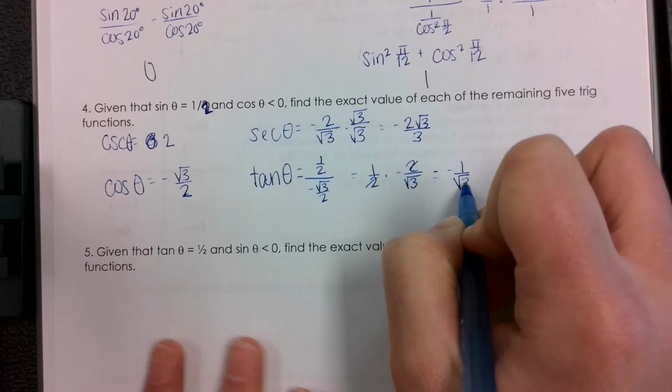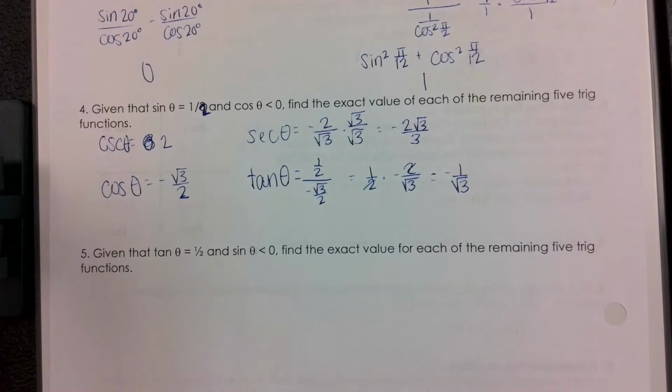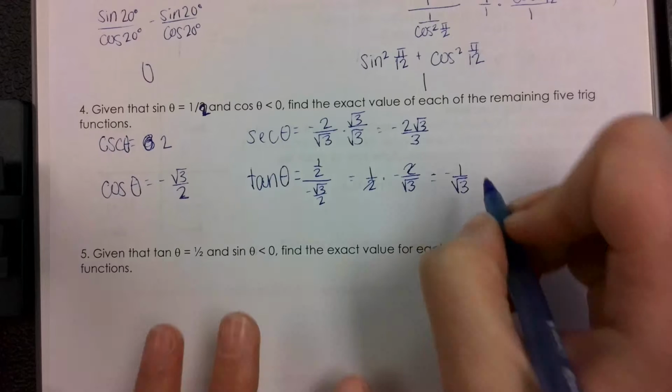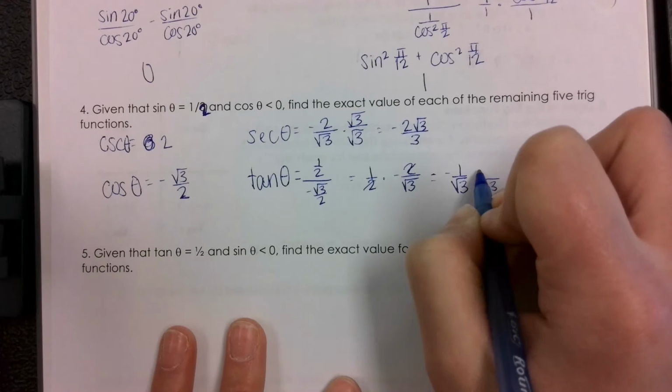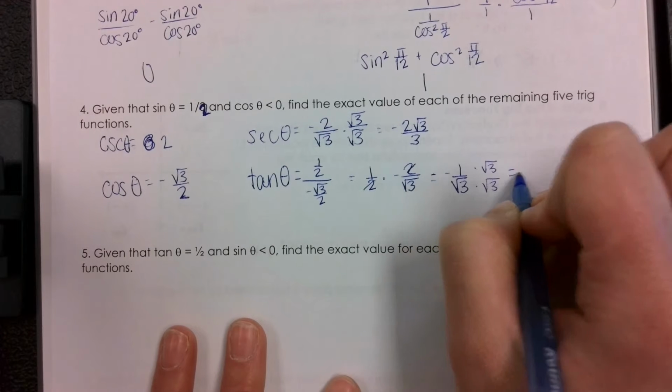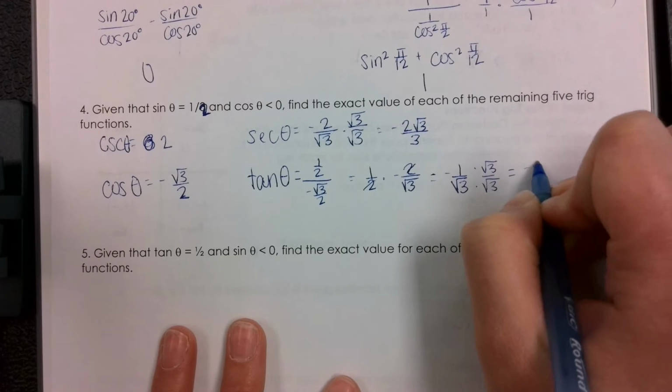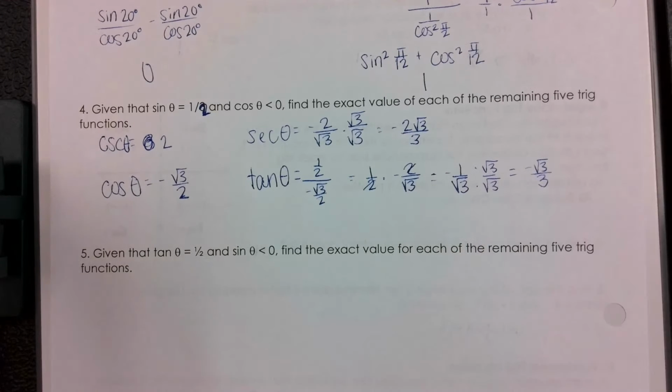Can we leave it like that? No, so we're going to have to rationalize. So times root 3. And this is going to be negative root 3 over 3. Is that okay? Questions on that?